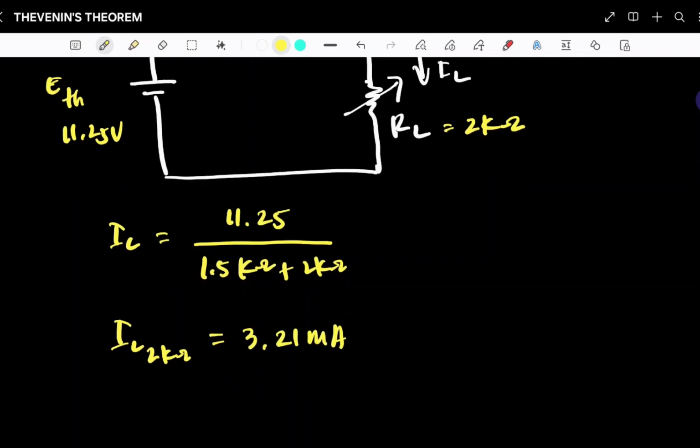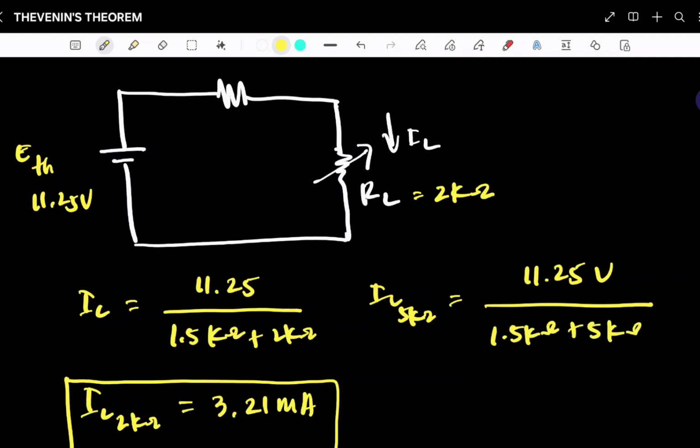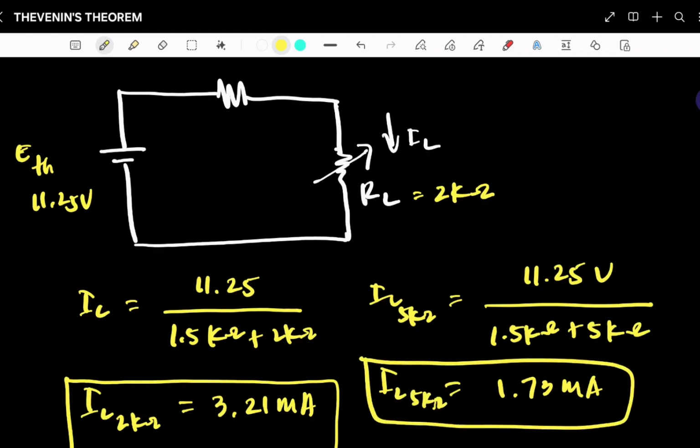milliamperes. And then IL, if the load resistance is at 5 kilo ohms, is equal to 11.25 volts divided by 1.5 kilo ohms plus 5 kilo ohms. This will be equal to 1.73 milliamperes, at 5 kilo ohms. And there you have it.